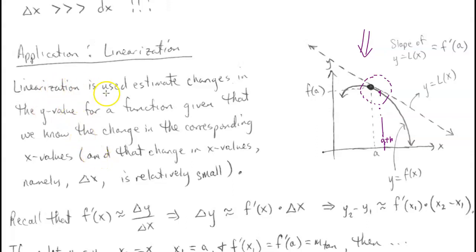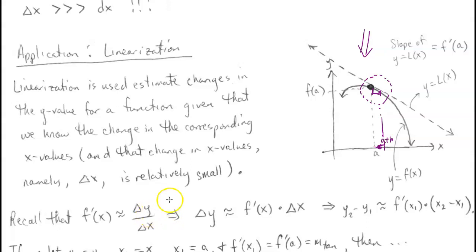So this is why I say linearization is used to estimate changes in the y value for a function, given that we know the change in the corresponding x values. So we know we made this change. I'm trying to figure out what this change in y values is here because of that. And I don't have to be exact. I just want to estimate.